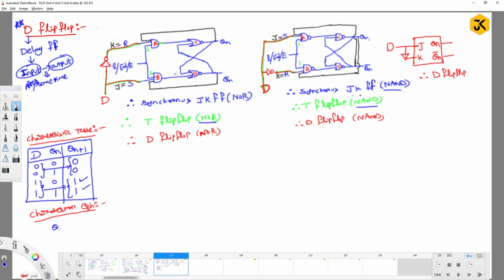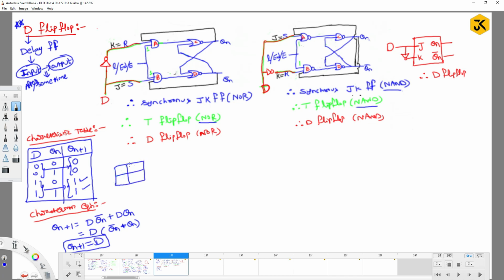So Qn+1 can be written as D Qn bar, or it can be D Qn. Guys, if I take the common D, you can get D(Qn bar + Qn), which is D times 1. So Qn+1 can be written as D only. Written as Qn+1 equals D, right?